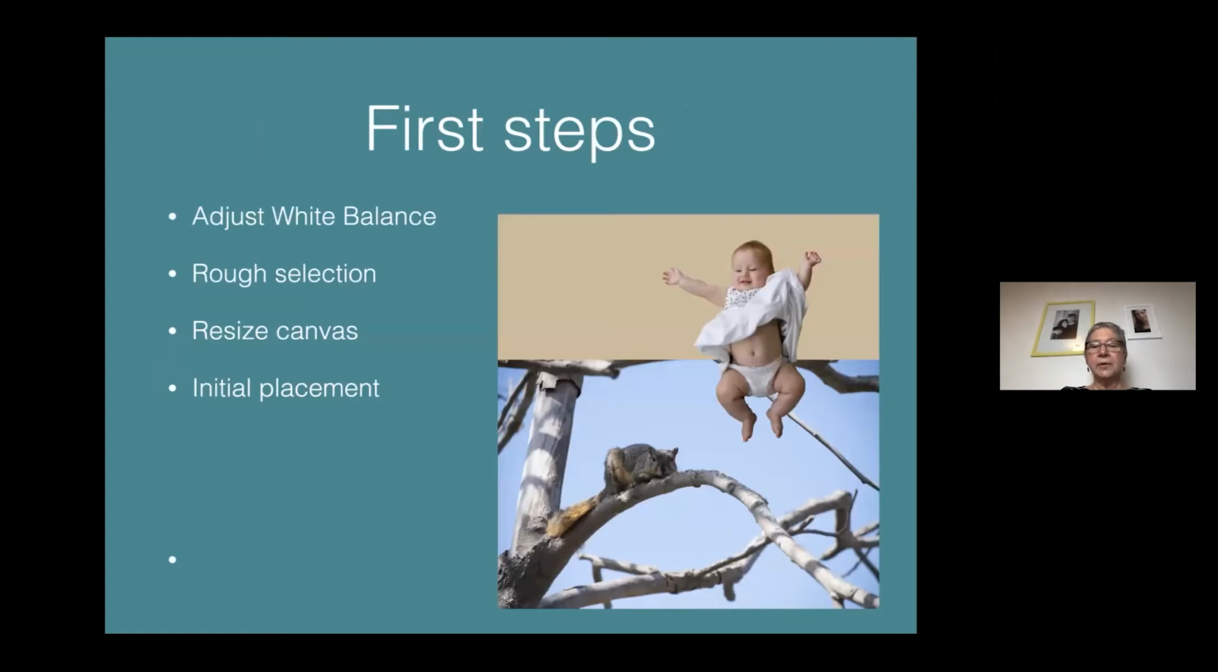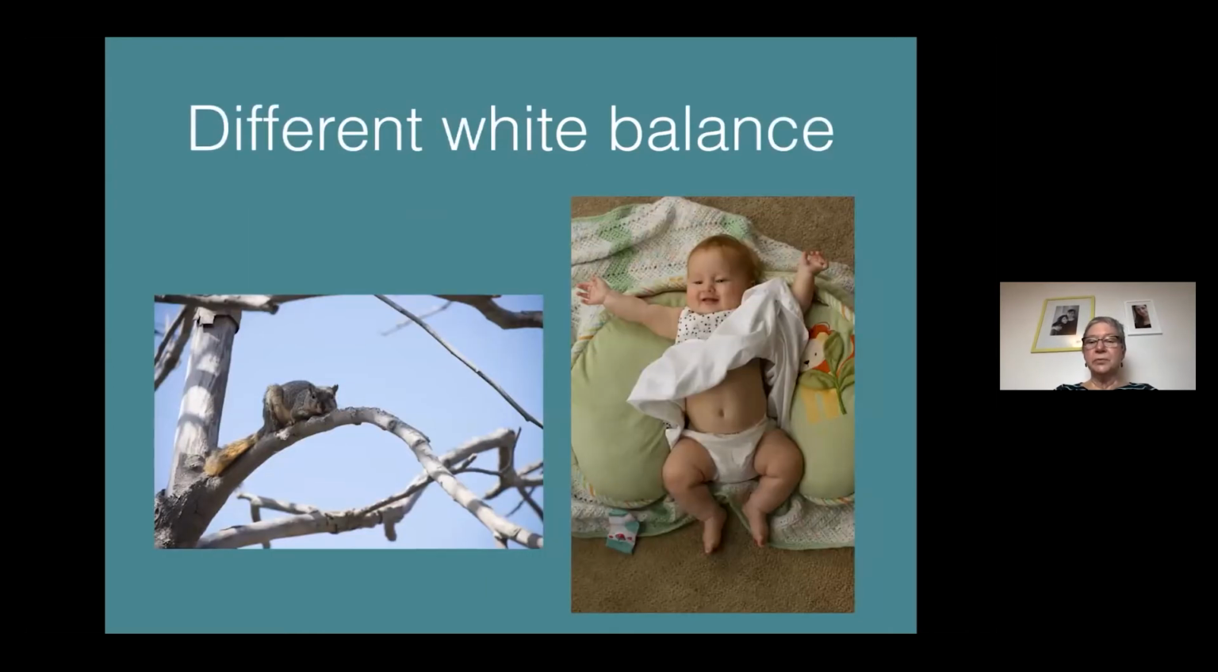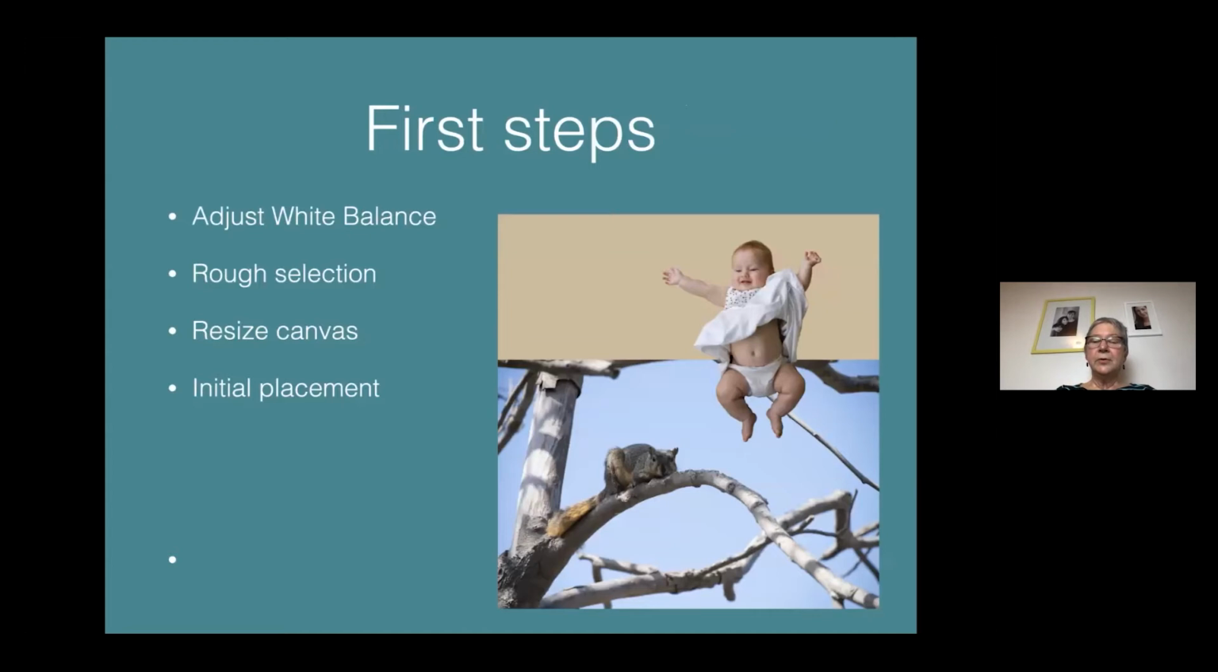So if I was going to do this composite, the first thing that I should do, if I'm thinking, is to adjust the white balance. Sometimes I get excited and I forget this point and I have to do it later and it's a mess. But that's a good thing to start with. Here, the baby was pretty yellow. Here, the baby looks more like she was shot with daylight.